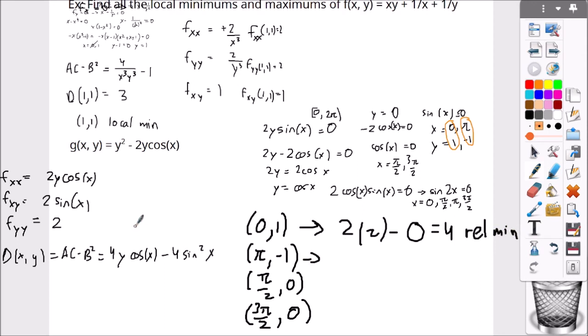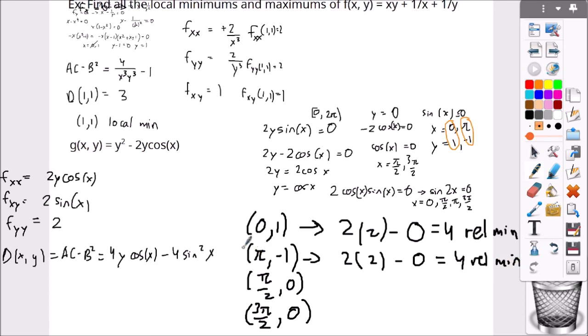Pi, negative 1. Well, cosine of pi is negative 1, but that's countered by the negative 1. So 2 times negative 1 times negative 1 is 2, and f sub yy is 2 as well. And sine of pi is 0. So that's 4. That's also a relative minimum.